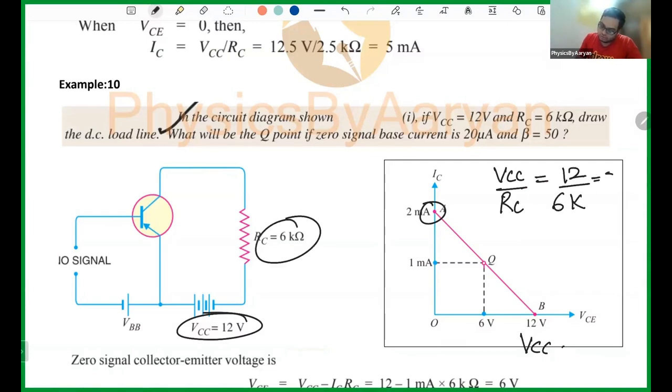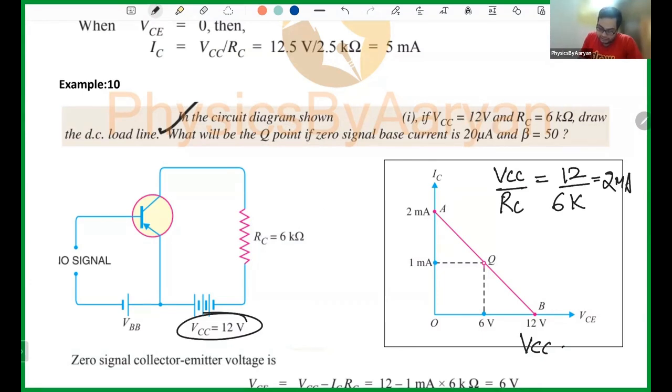So this will be 2 milliampere. So exactly this is correct. So DC load line is correct. Now the second thing they are asking is what will be the Q point if the zero signal base current is 20 microampere.